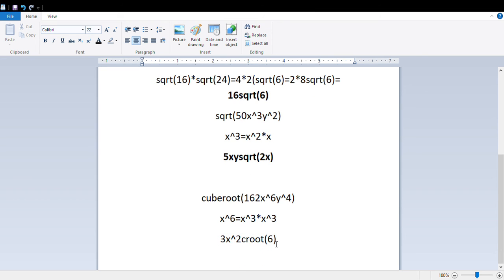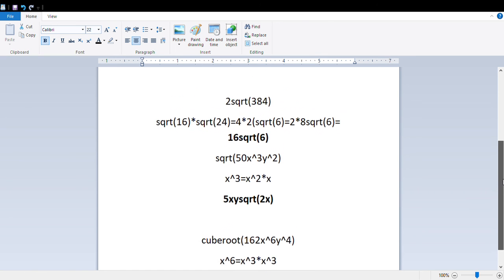So 3x squared, cube root of 6, and then we have the y to the power of 4, so that's just 4 y's. So we'll have 1 y here and then 1 y here, right? Because y times y times y, take the cube root of that, you get 1 y, and then you have 1 extra y remaining, so you'll have 6y inside the cube root. So I guess that's basically the end.